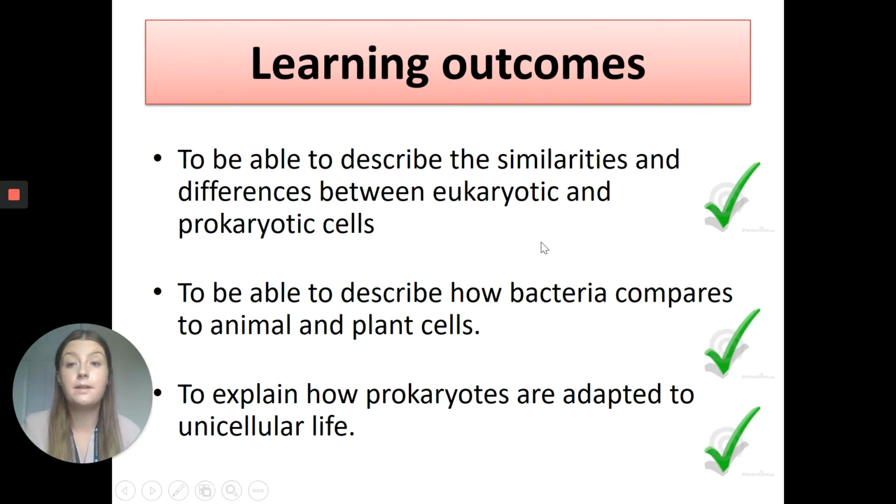Okay, so the three learning outcomes which we were going to look at today were to be able to describe the similarities and differences between eukaryotic and prokaryotic cells, to be able to describe how bacteria compare to plant and animal cells, and then to explain how prokaryotes are adapted to unicellular life.